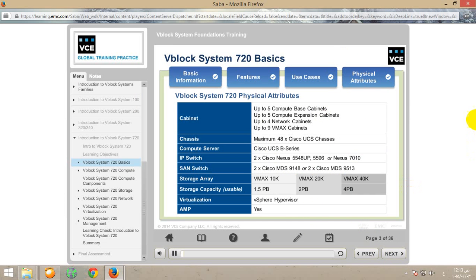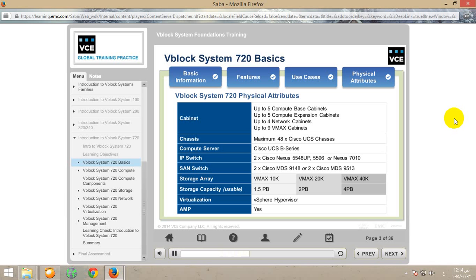Like all vBlock systems, the vBlock System 720 models are pre-configured hardware and software platforms. Despite their size and the number of cabinets they can occupy, the vBlock System 720 models are engineered and validated to operate as a single unit. As you can see from the number of cabinets that can constitute a vBlock System 720, physically they can consume more floor space than other vBlock systems.